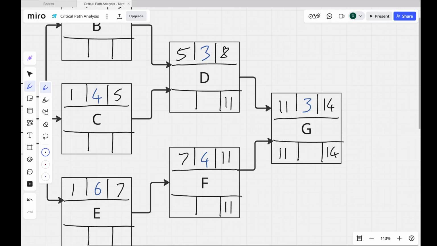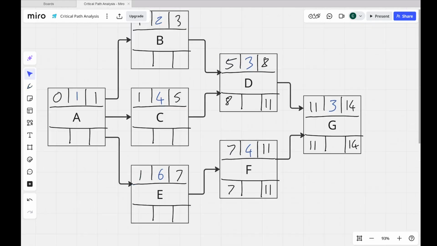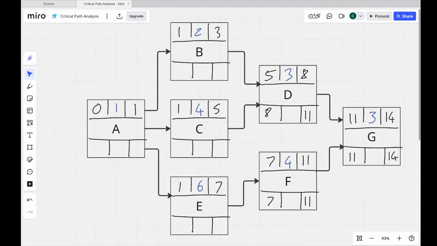So going back to D, subtract the duration, 11 minus 3 gives me 8. That tells me that D cannot start any later than day 8 and still deliver the project on time. Going to F, 11 minus 4 gives me 7. Notice I'm trying to do it in columns. I think it makes sense to do it in columns, bit by bit. It helps it be a bit more methodical if you're having to do this by hand for whatever reason. So again, the latest start for D is day 8, therefore D cannot start any later than day 8 and still deliver on time, which means B cannot finish any later than day 8 and still deliver the project on time.